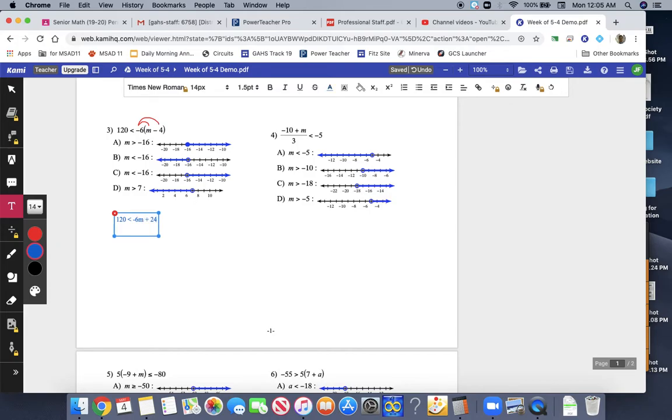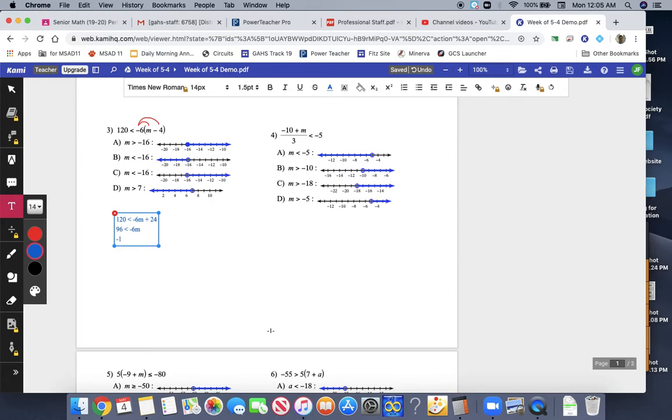And then I want to get rid of this plus 24. I want m by itself, so let's do minus 24 to get rid of that. That'll put me at 96 over here. And then I want to get rid of the negative 6 that's attached to the m, but it's attached through multiplication. So I'm going to have to divide, and I'm going to have to divide by a negative. So 96 divided by negative 6 looks like 16.